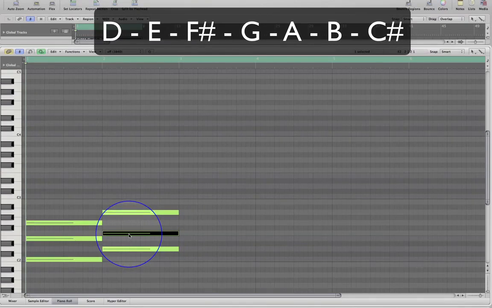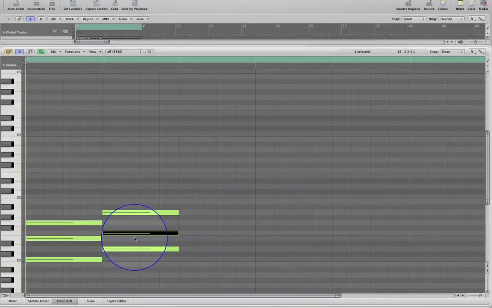But for a moment, let's forget that theory. I mean, it's only a theory after all, and we couldn't care less about it. So what we're going to do is augment this. We're going to move it up by a semitone, and in effect, that's going to turn this D minor into a D major chord.